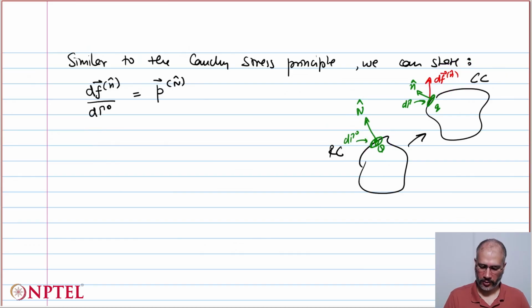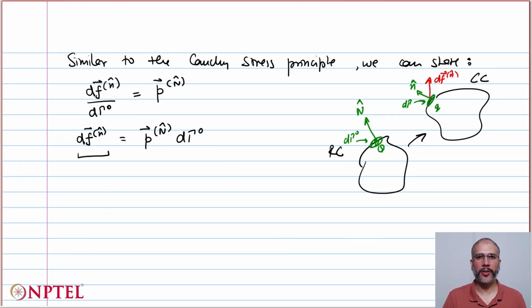So this will allow us to write our infinitesimal force dF n hat as the new stress vector P capital N hat times d gamma naught. And since our infinitesimal force is still written for the current configuration, because we're interested in the force balance in the current configuration, so this will be expressed in the spatial coordinate system.